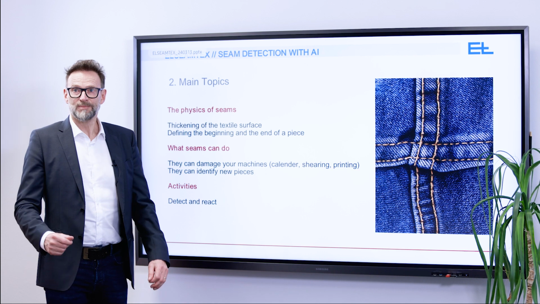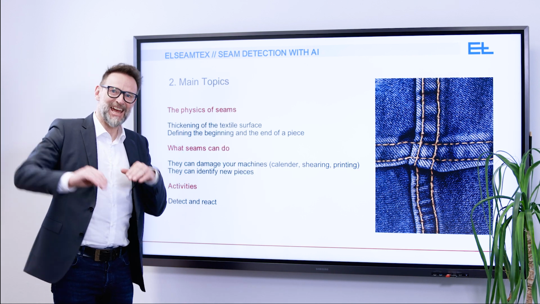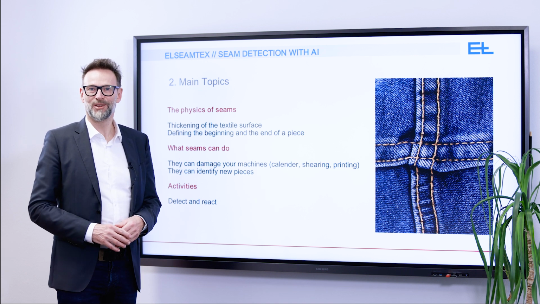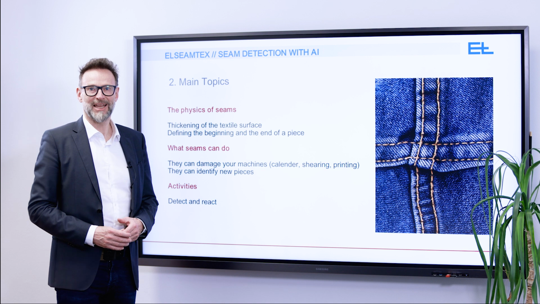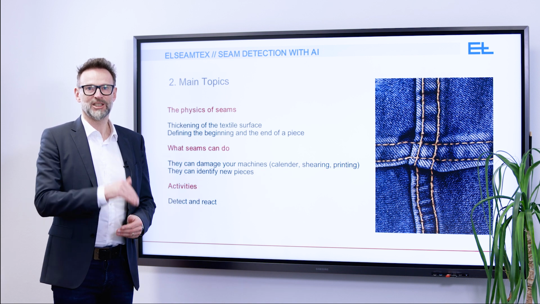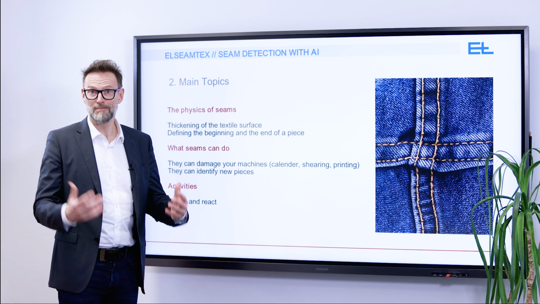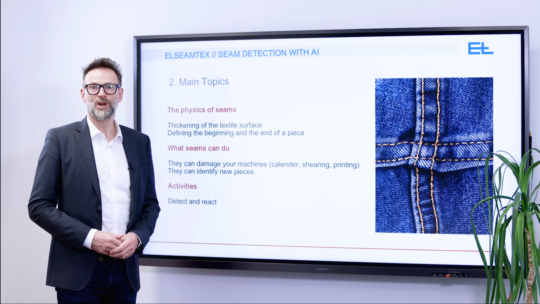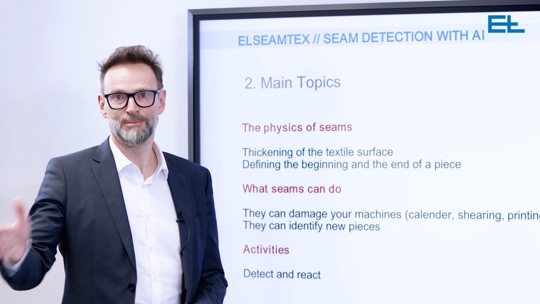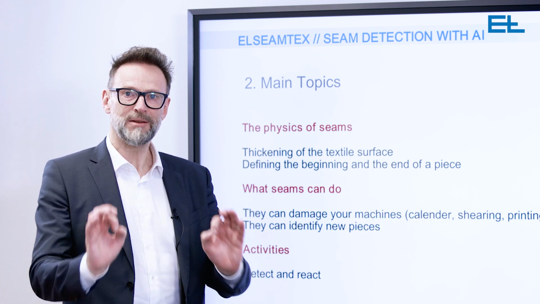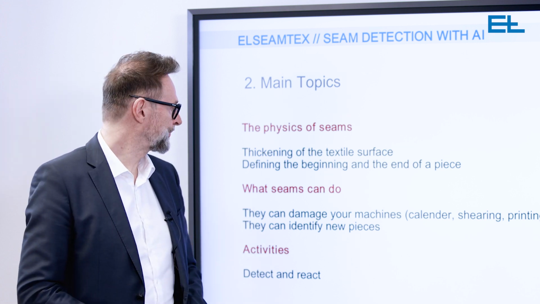The physics of seams, as I said before, is that they actually cause an interruption of the textile surface. So when a textile surface normally is flat, the seam makes it a little bit uneven. And as I said before, that might cause some damages to your production units. And on the other side, yes, it's the beginning, it's the end. So whenever a seam occurs, that means something has to happen.